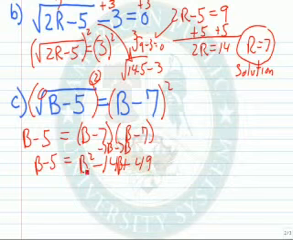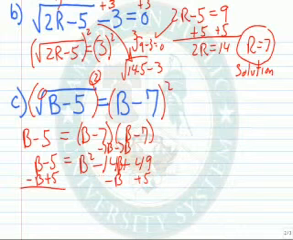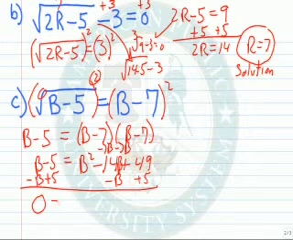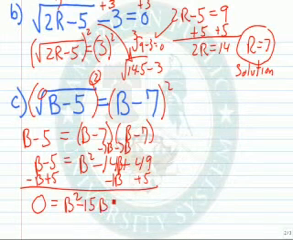This is a quadratic equation. Let's get all the letters to one side. So let's subtract b from both sides of the equation. And at the same time, let's add 5. So we have 0 equals b squared. This is a 1, so we have minus 15b plus 54.